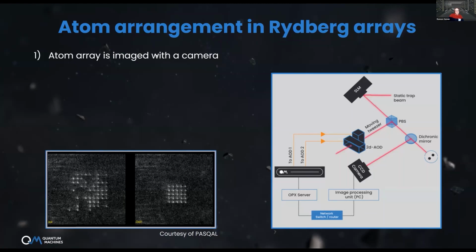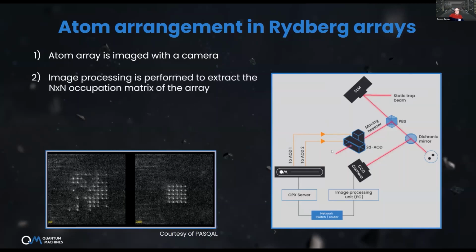And so the atom array is imaged with a camera, typically. The image processing is currently performed on an image processing PC by our customers. The camera module is still in development, but it will come out quite soon. And so, yeah, the image is processed. The occupation matrix of the array is then transferred directly into the registers of the pulse processor. You can write directly from a Python API into the memory of the FPGA while the program is running.